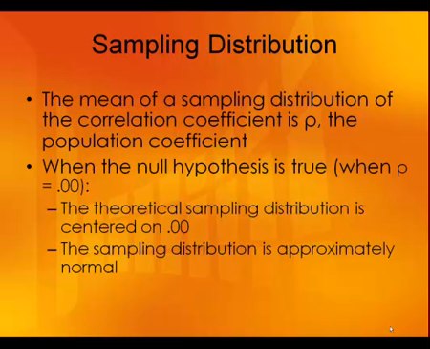As we talk about the sampling distribution, the mean of the sampling distribution of the correlation coefficient is rho, that P symbol. The population coefficient is represented by that P symbol, and it is the mean of the sampling distribution. When the null hypothesis is true, so when rho is equal to 0, the theoretical sampling distribution is centered on 0. There is no relationship, and the sampling distribution is approximately normal.